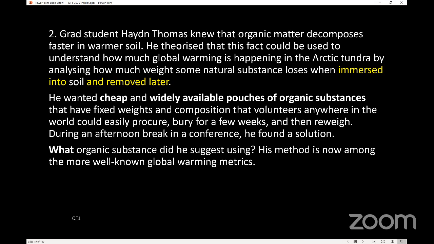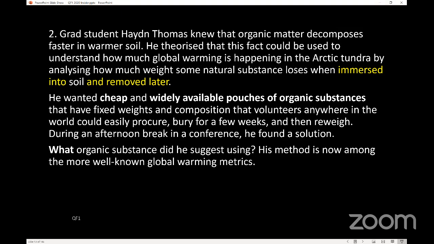He wanted cheap and widely available pouches of organic substances that have fixed weights and composition that volunteers anywhere in the world could easily procure, bury for a few weeks, and then reweigh. During an afternoon break in a conference, he found a solution. So what organic substance did he suggest using? This is now among the more well-known global warming metrics.